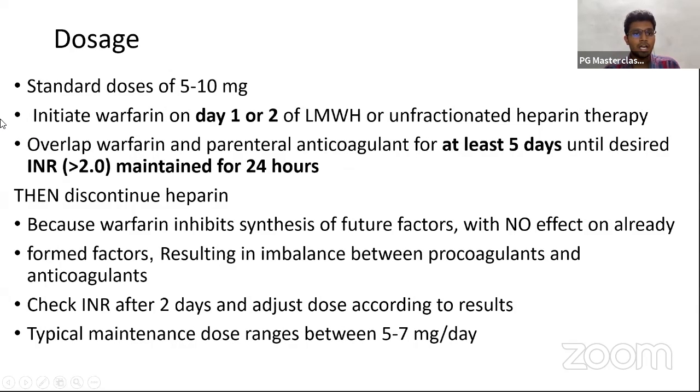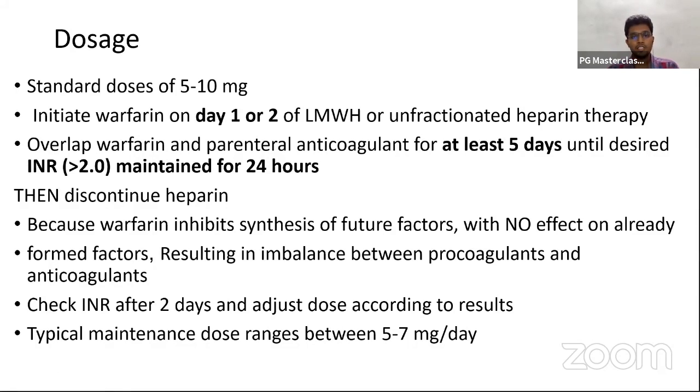The standard doses given are 5 to 10 mg. We usually initiate warfarin on day 1 or 2 of low molecular weight heparin or unfractionated heparin therapy, and we overlap warfarin and the parenteral anticoagulant for at least 5 days, until the desired INR of greater than 2, that is 2.5 to 3, is maintained for 24 hours. Then we discontinue heparin, because the rationale for overlapping warfarin and parenteral anticoagulants is that warfarin inhibits the synthesis of future factors with no effect on already formed factors.